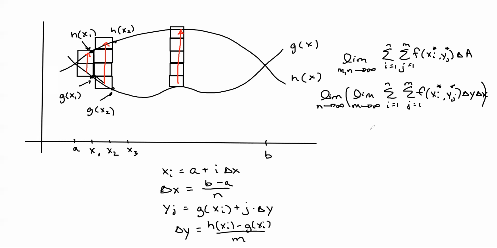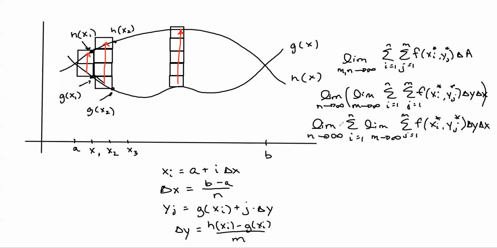All right, so let's go ahead and move on. Once we've gone through and set it up this way, you can do the limit as n goes to infinity. And this limit for m does not affect the first summation, so you can move it inside. And we get the limit as m goes to infinity of the summation j equals 1 to m of f of x sub i star, y sub j star, change in y, change in x.